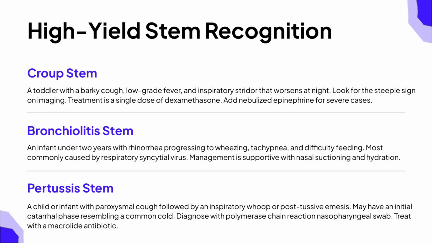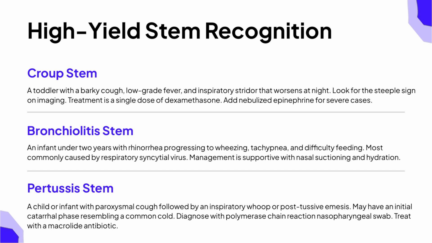For bronchiolitis, expect an infant under 2 years who starts with a runny nose and then develops wheezing, rapid breathing, and trouble feeding. The cause is almost always respiratory syncytial virus. Management is supportive care with nasal suctioning and hydration. The boards love to test that antibiotics are not indicated here.